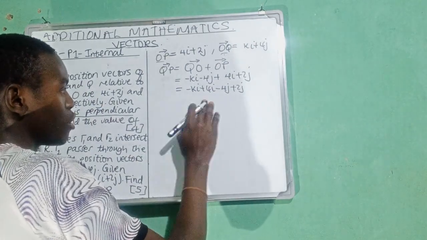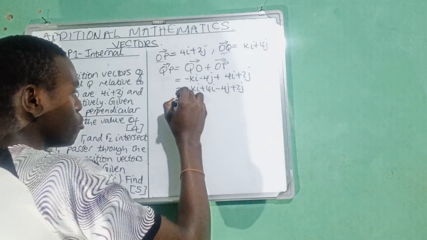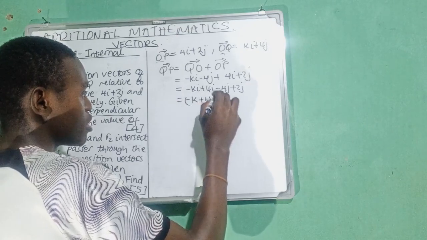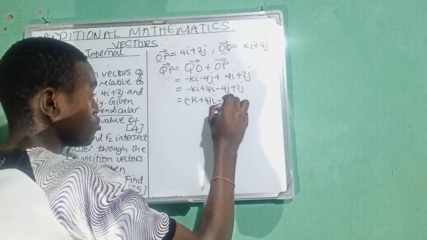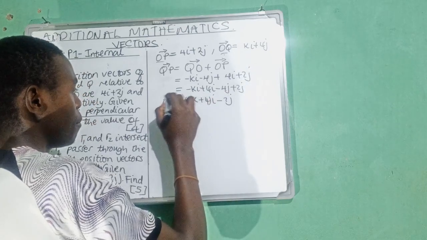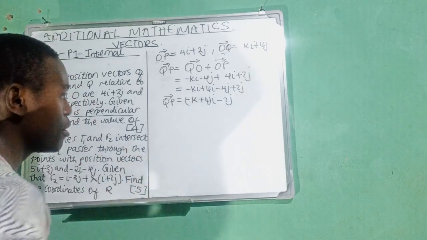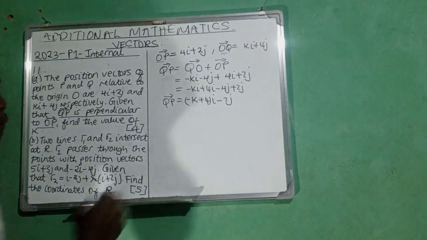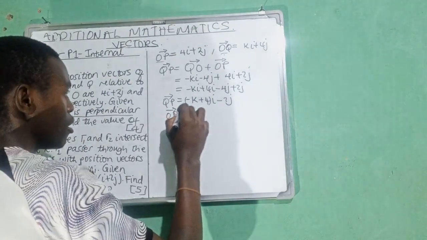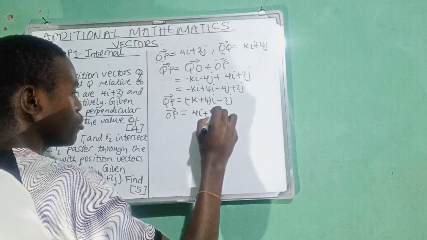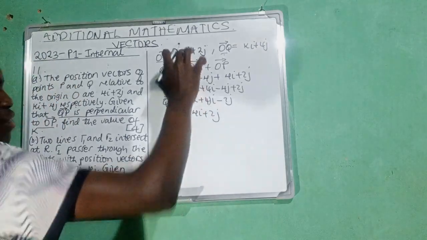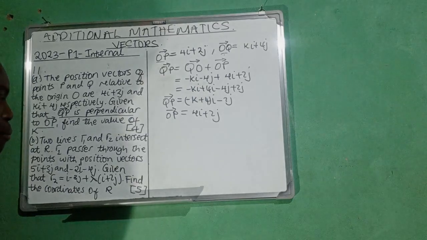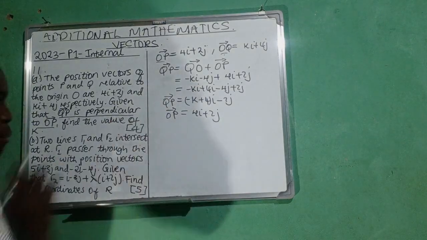Here, we factor out vector i. It will be equal to minus k plus 4 of vector i, and here it will be minus 2j. And this is our QP, just like that. And then we also have our OP. OP is equal to 4i plus 2j. I've written it here so that you can just look at the two vectors, and then we just proceed with the answering. We are saying that this and this are perpendicular.